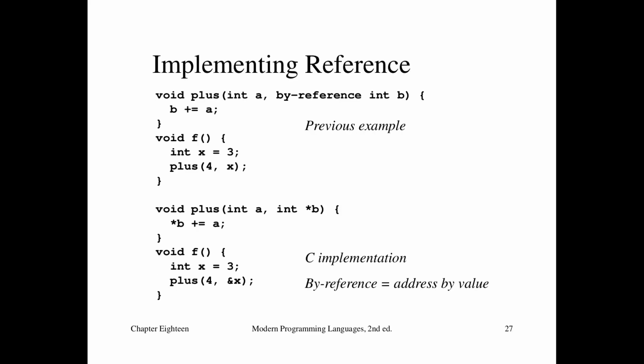So that one's pretty easy to see, and we can actually utilize this, for example, in C languages where we have pointers. We can pass in the address of X. As we can see here, we have the pointer B. We say star B plus equals A, and then we pass into B the address of X, which gives us a by reference approach.